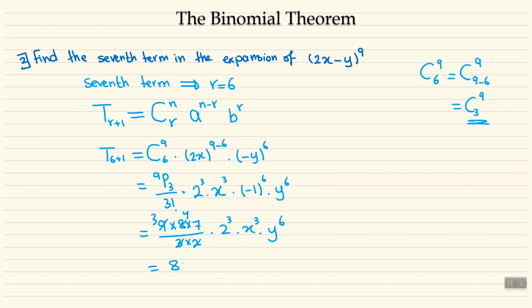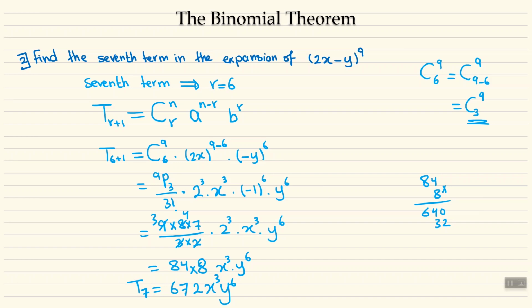So this is 84 times 2 cubed, which is 8, times x cubed times y to the power of 6. I think this can be evaluated easily. So 84 times 8: 8 times 80 is 640, and 8 times 4 is 32. So the answer is 672 x cubed y to the power of 6. And this is going to be the 7th term. So the 7th term is equal to 672 x cubed y to the power of 6. Okay? I hope this question is also clear.